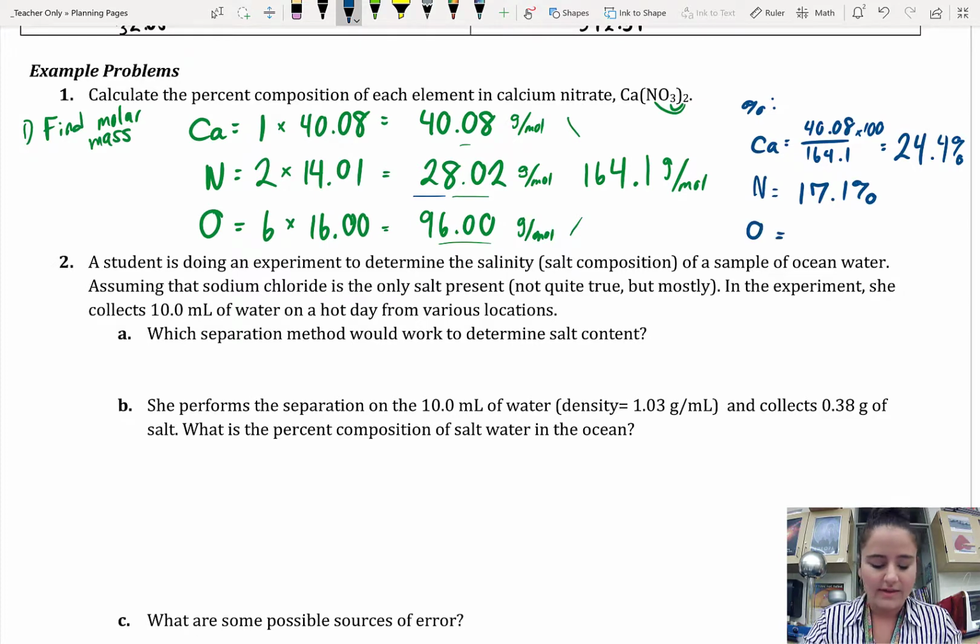17.1%. And then the oxygen should be, okay, we have 24 and 17, so a little over, should be about 50.